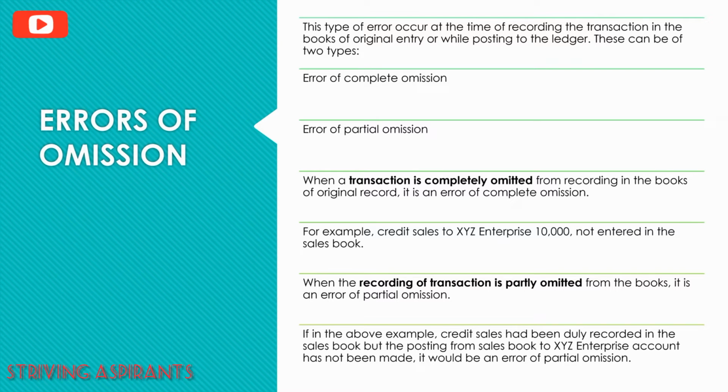When a transaction is partly omitted from the books, it is an error of partial omission. Example: credit sales had been duly recorded in the sales book, but posting from the sales book to XYZ Enterprise account has not been made. So this is an error of partial omission.